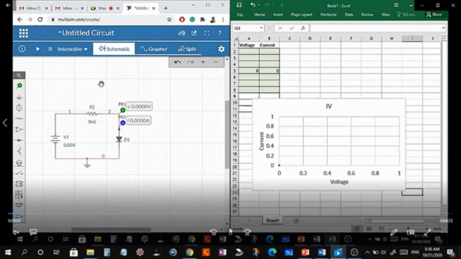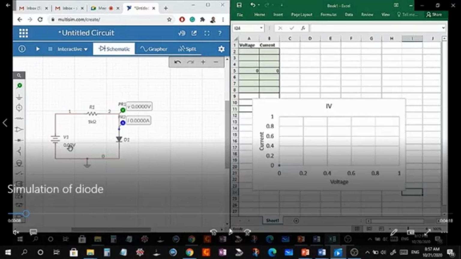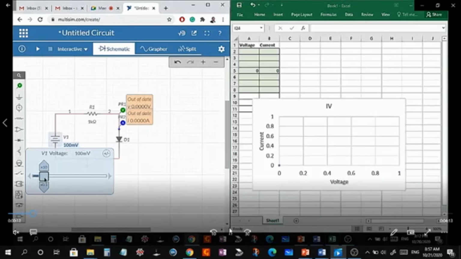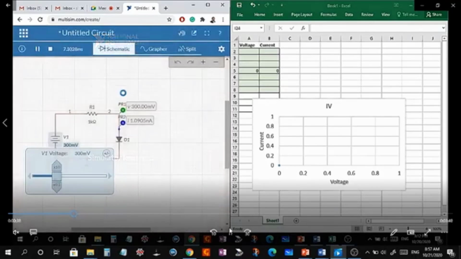Okay, at the left side I have used Excel to plot the current versus voltage. Let's say we start with 0 volt, there's no voltage, and then there's no current. And then next, I increase the battery DC voltage to 300 millivolt or 0.3 volt. Okay, we change the voltage to 300 millivolt, and then we execute, simulate, and then we get the value.